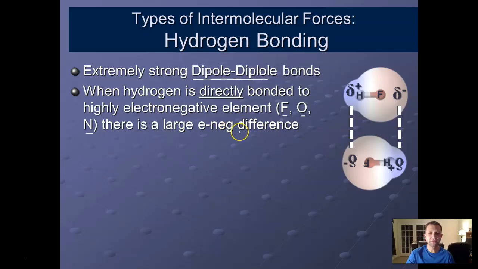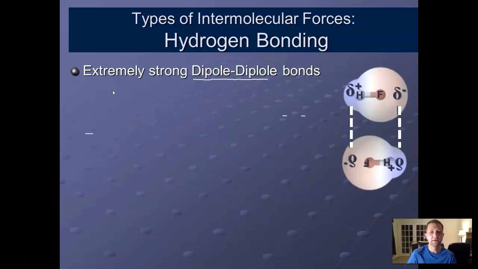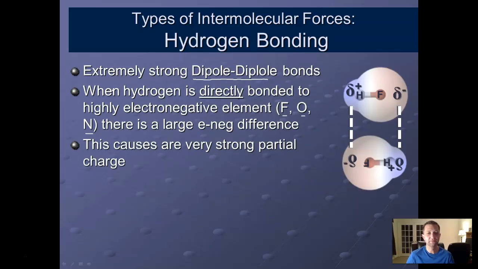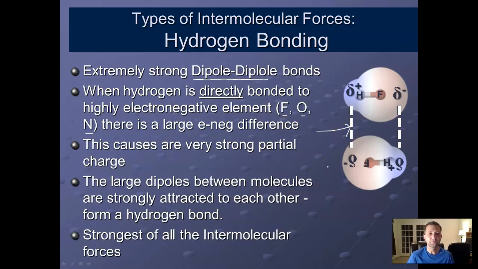There's a large electronegativity difference. You saw it over here. Electronegativity difference, 1.9. Over here, 0.7. Okay? So you get that big electronegativity difference. This causes a very strong partial charge. The large dipoles between molecules are strongly attracted to form the hydrogen bond, which is again that. Okay? Strongest of all intermolecular forces. That's key to remember as well.